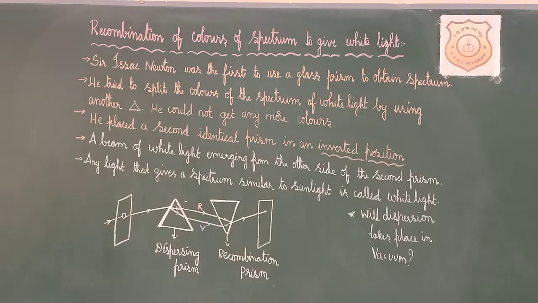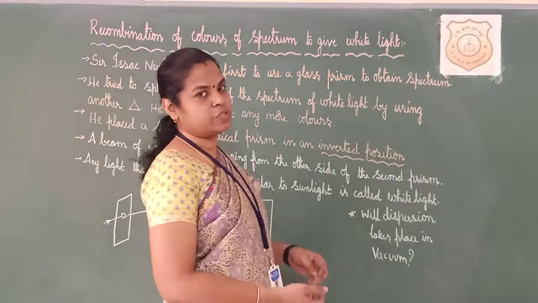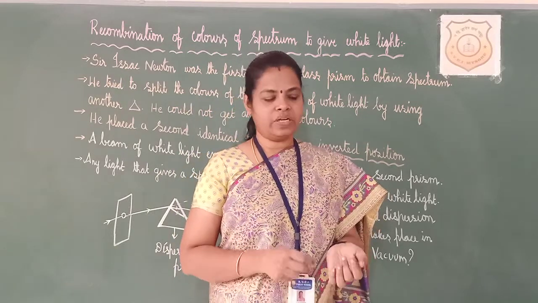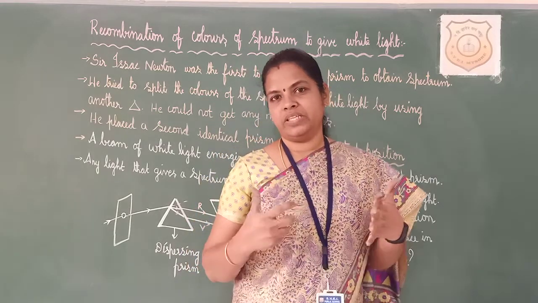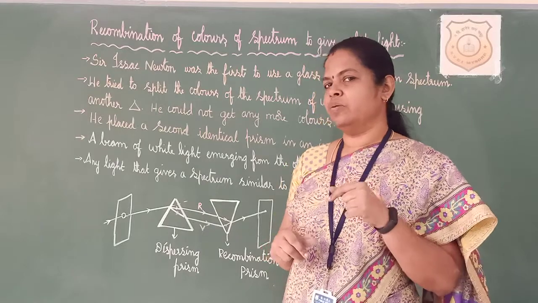The recombination of colors of spectrum. In the last class you studied about dispersion. What do you mean by dispersion? Splitting up of white light into 7 different colors is called dispersion. Today we will see recombination. What do you mean by recombination? You know the term. What is recombination?